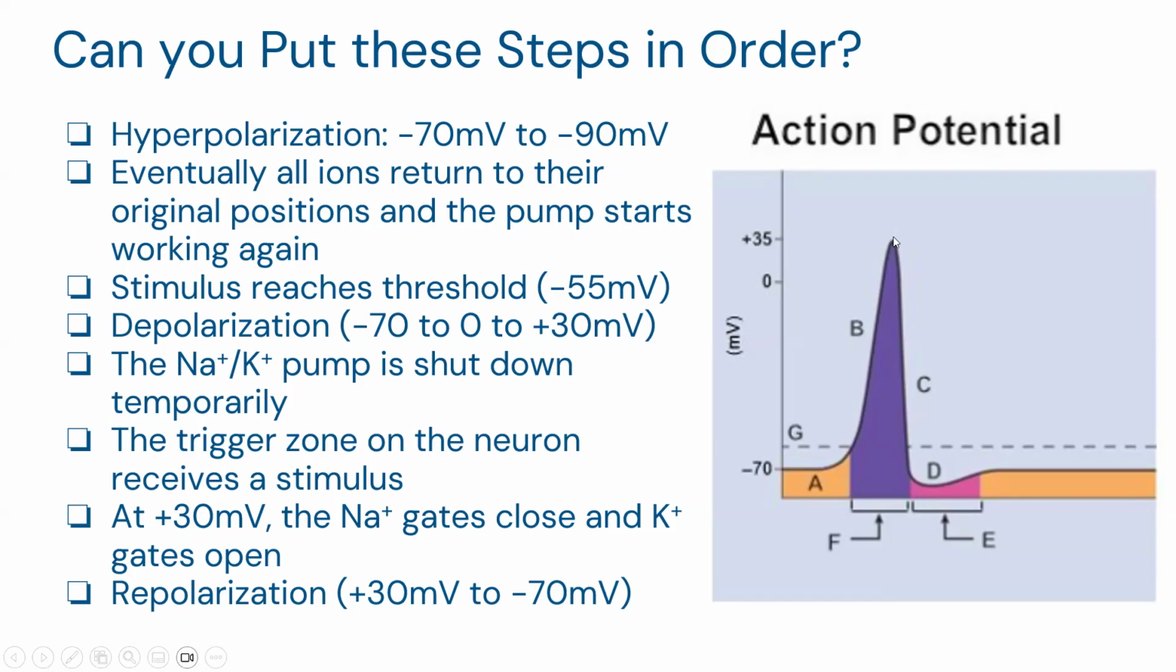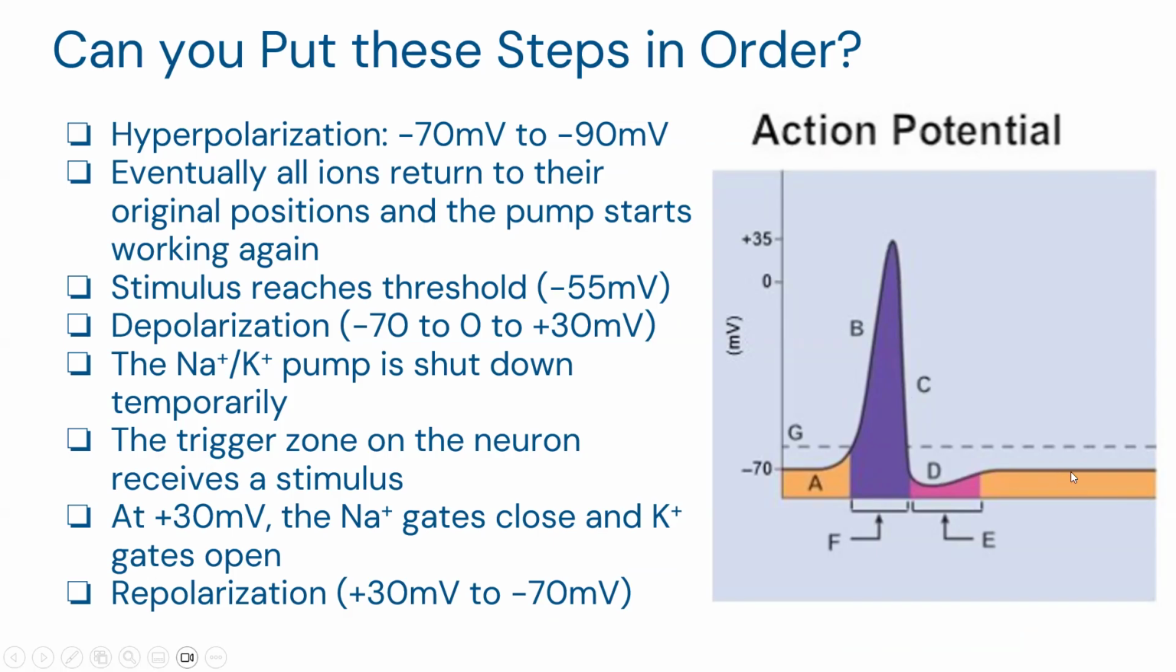The second half of our graph here is more of a reset. At the top here, our sodium channels close and our potassium channels open. Once potassium gates open, we're going to have potassium rush out, and they stay open longer than we even need them to. So we're going to go even farther down. So C would be repolarization, D would be hyperpolarization.